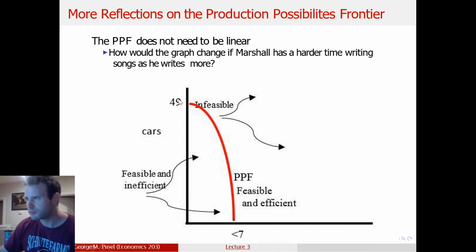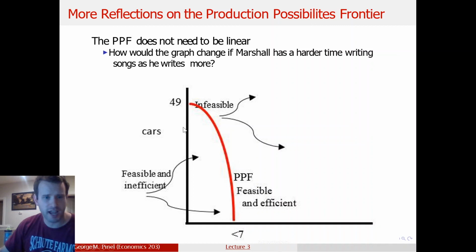But notice here, the slope kind of curves down, right? We call this like a bow shape or concave. What this is basically saying is that as Marshall writes more songs, he takes a longer time to write them, right? So the first song might take a day, the second song might take a day and a quarter, the third song might take a day and a half, fourth song might take a day and 3 quarters, etc. And eventually you're going to peak at 7, right? You're going to reach a window where you can't write any more songs, so you've used up all your time.